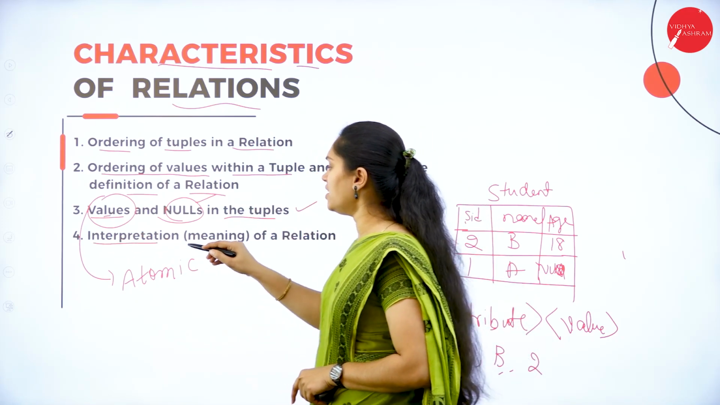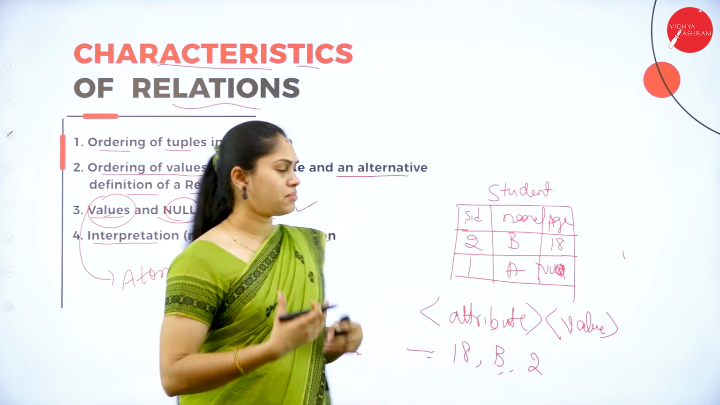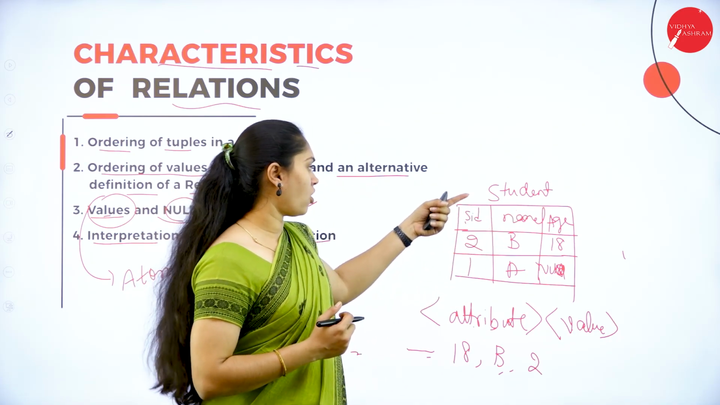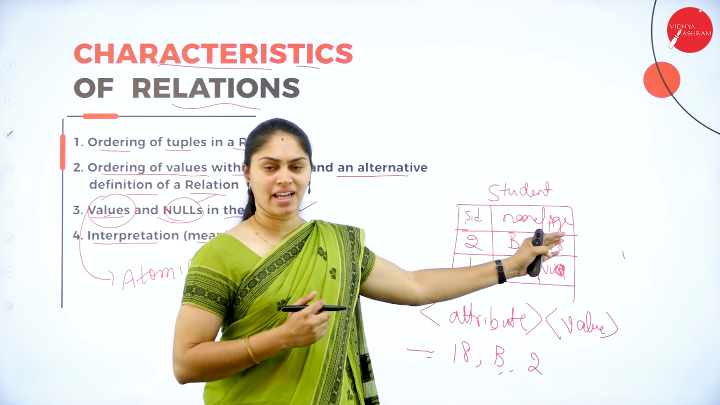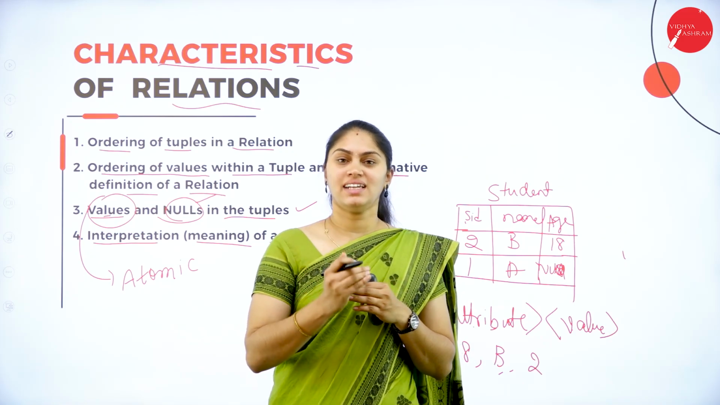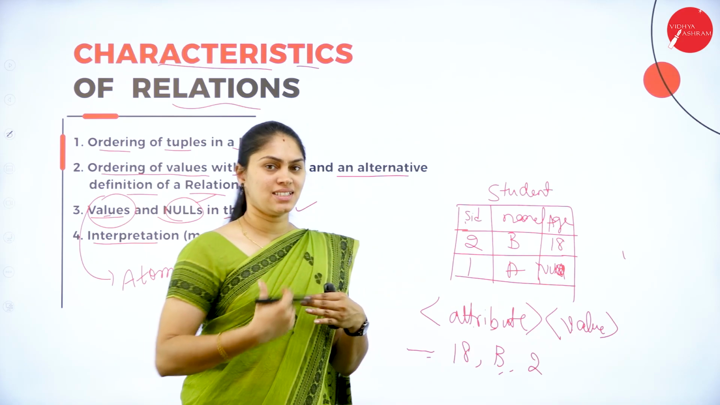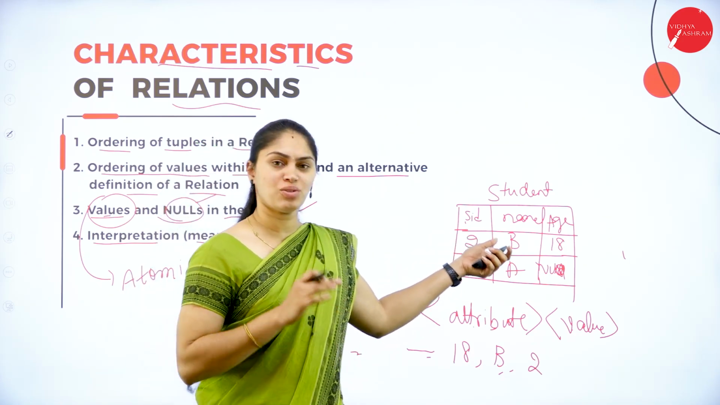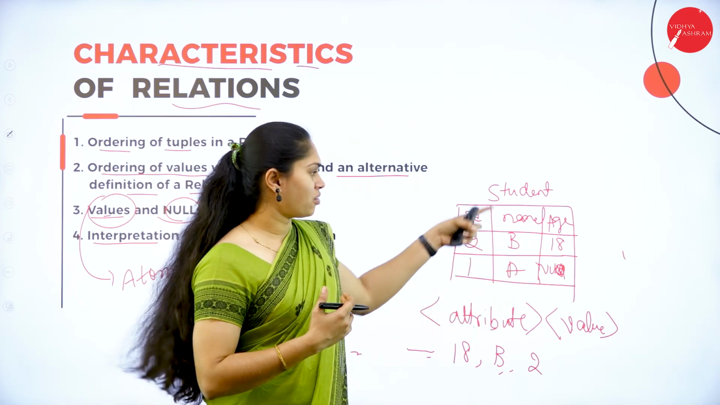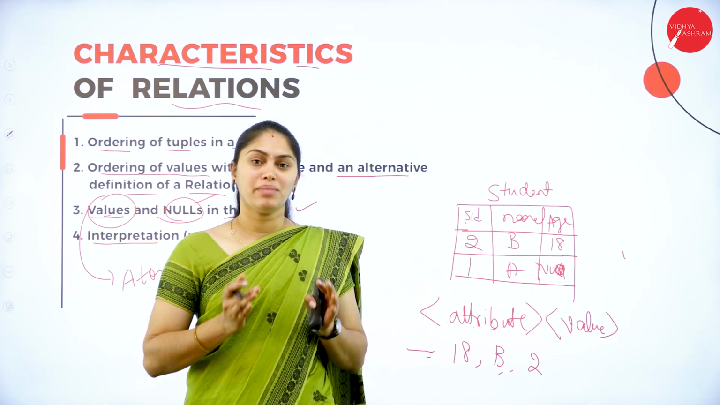Then what we have here? Interpretation or meaning of a relation. Simply, if I am calling this a student table, then it comprises certain columns like student ID, name and age. Then there must be some interpretation or meaning. We have to take the name as a real world object that exists, with a physical existence or virtual existence. Whatever values or attribute names along with the table name we are giving must have a certain meaning.